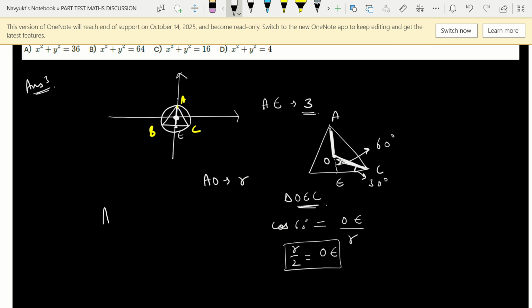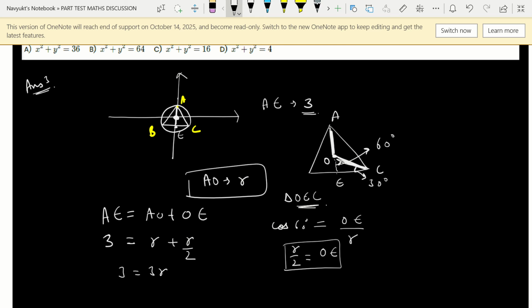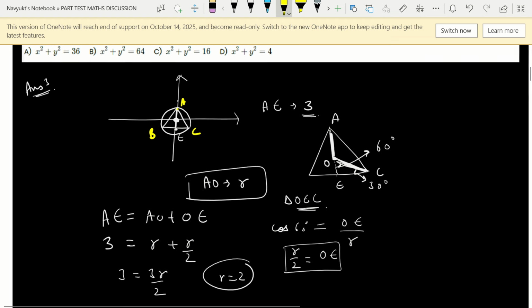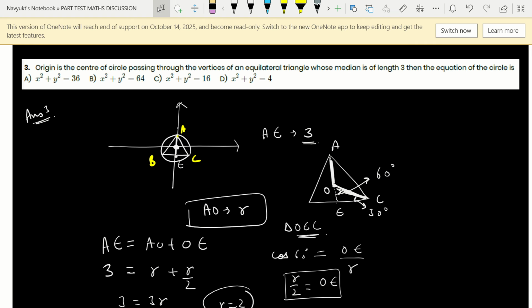Finally, we will write AE as AO plus OE, where the AE value is given as 3, and AO we have just said is R, and OE we have found as R by 2. This gives us 3R by 2 equals 3, hence the radius comes out as 2. So it's a very simple question. We have gotten the equation of the circle as x square plus y square equals 4, because the radius is 2. So the option number D.